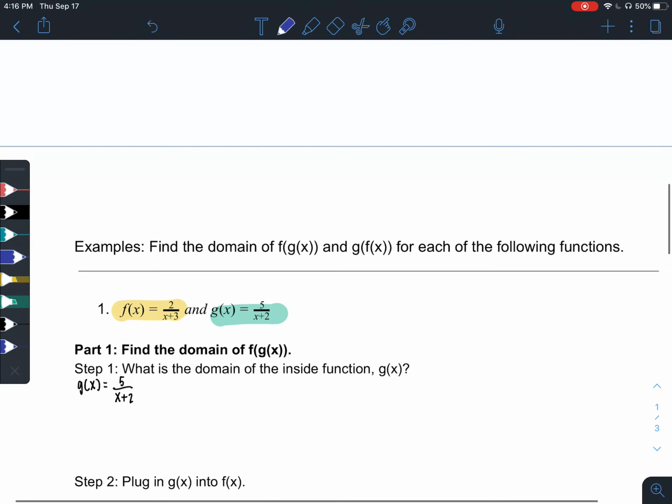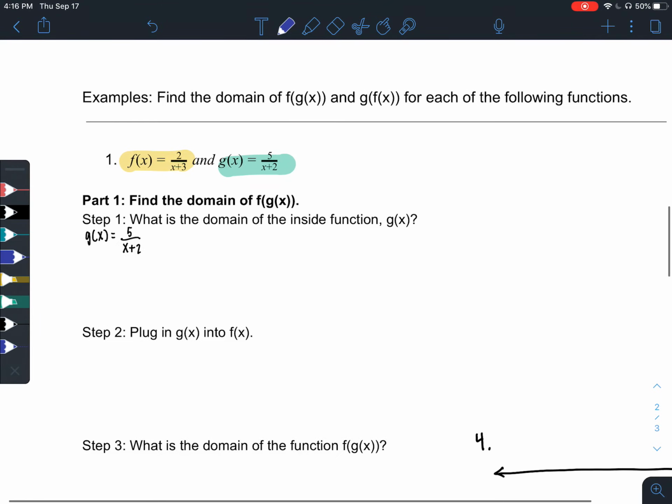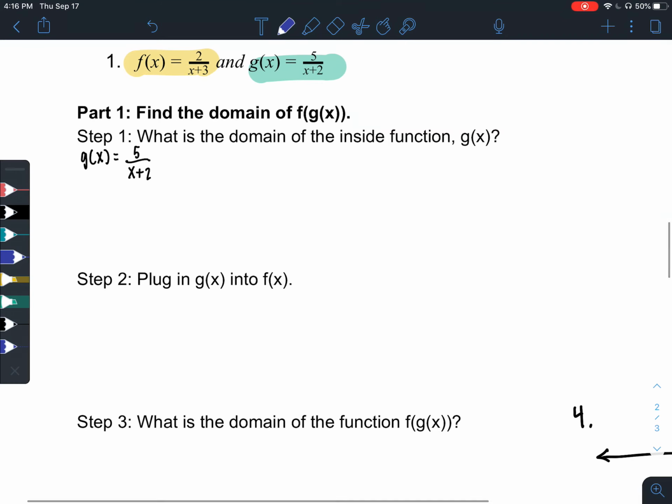Okay, so looking at our examples, it says find the domain of f of g of x and g of f of x for each of the following functions. So here's our first part. We want to find the domain of f of g of x. So step one, what we need to do is find the domain of the inside function. I took the liberty of writing the inside function over here.